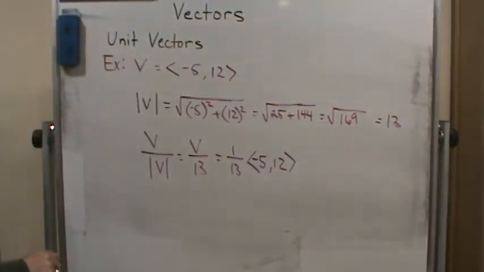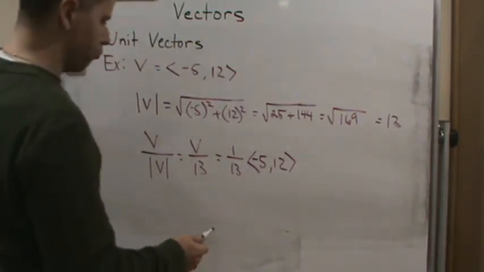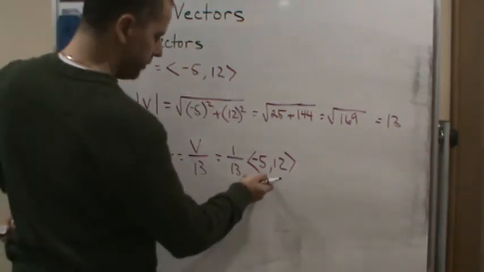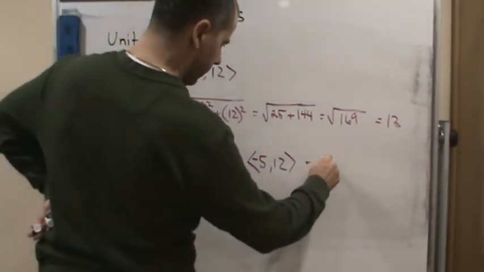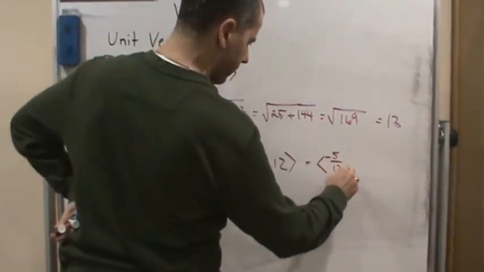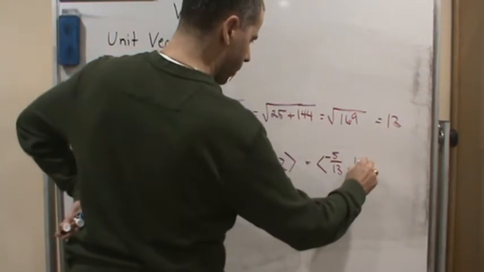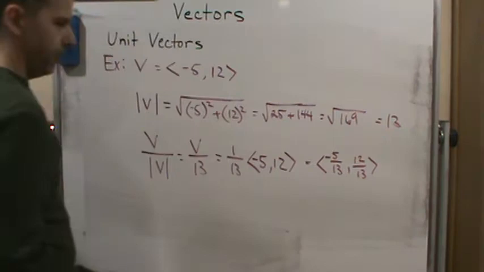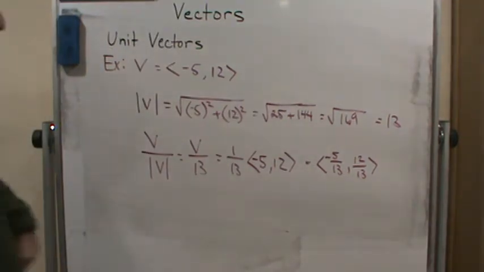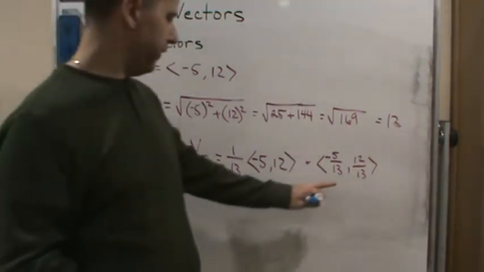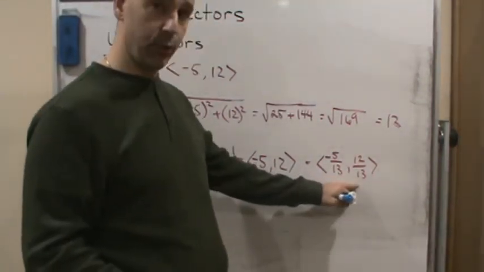Now, what do we get? This is going to be what? Negative 5/13. And this is going to be 12/13. And so this is the unit vector. So this is the unit vector for v. Okay? And so this has a magnitude of 1.